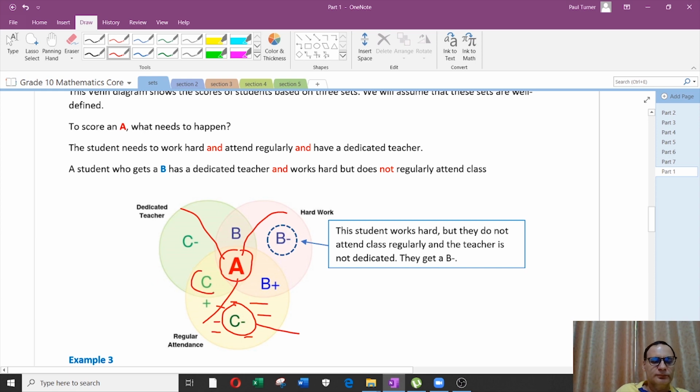C, to get a C, what needs to happen? The teacher needs to be hardworking, because that C is also in that group, and also the student needs to come to class all the time. In that case, I'll get a C. Okay, so that's just another example of a Venn diagram.